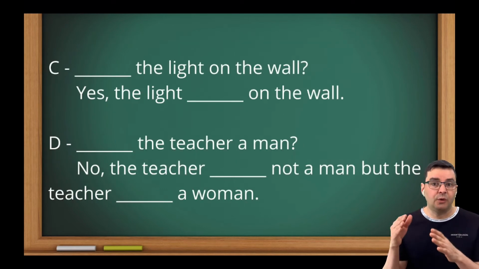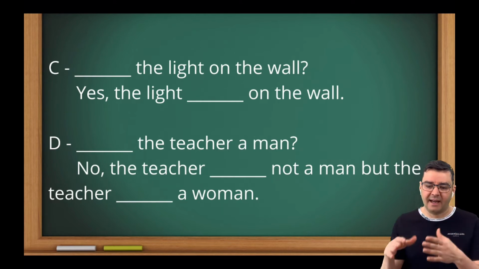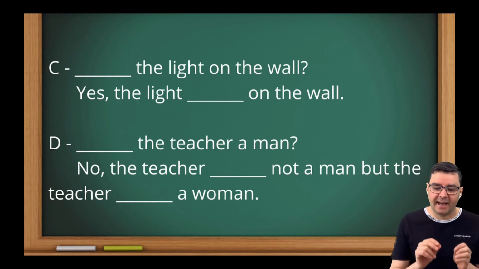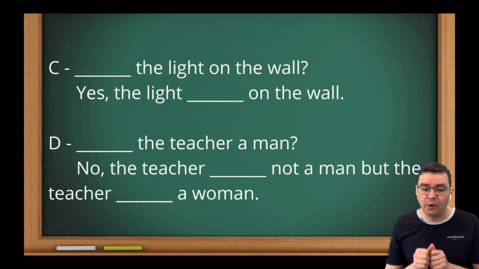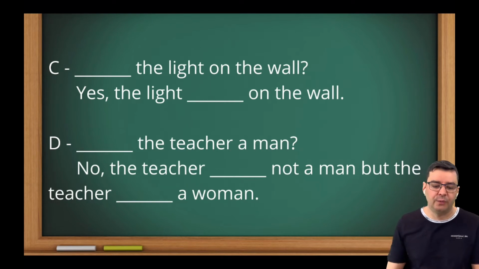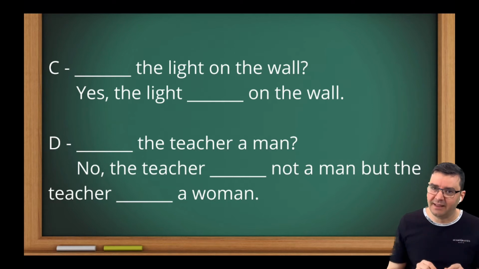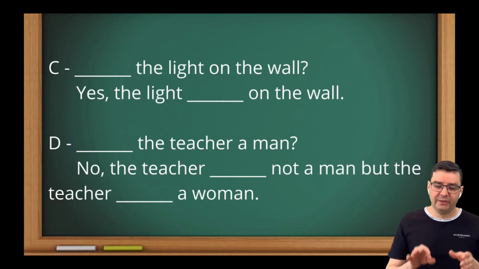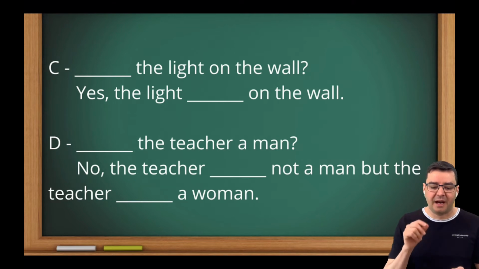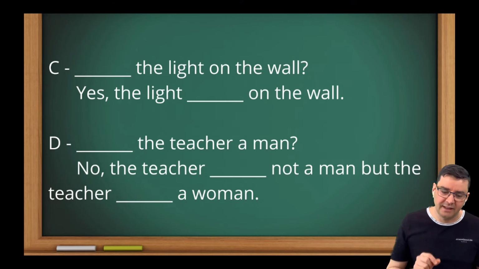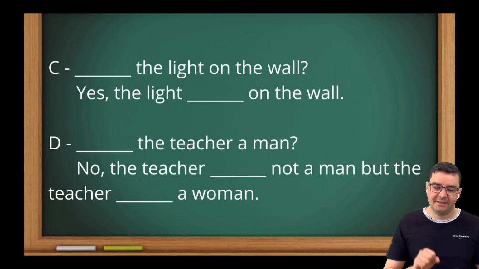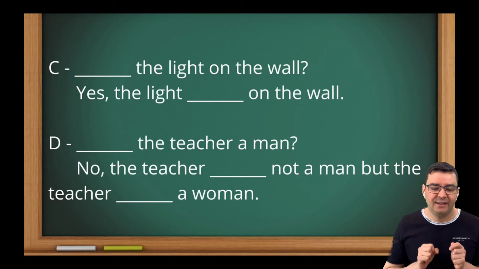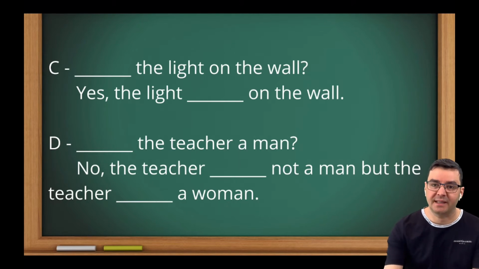C. The light on the wall. Yes, the light on the wall. D. The teacher, a man. No, the teacher, not a man, but the teacher, a woman. Ok? Prontinho? Então vamos ver essa resposta.